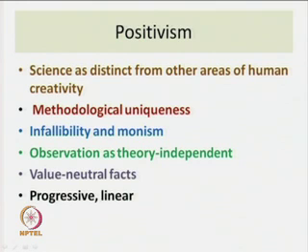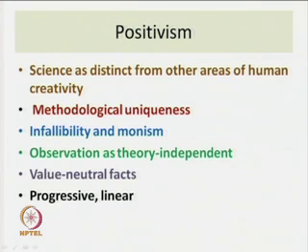Second, they also saw science as having a methodological uniqueness. This methodological uniqueness was seen to be something that only science had. It was the precious tool of the scientists, and this uniqueness was believed to be one that was again sacrosanct and one that could not be questioned. Why? Because after all, scientists were trying to give us the truth. Then there was an infallibility about science and monism.